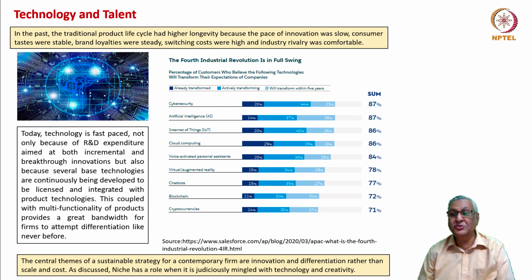Cryptocurrencies, 14 and 30. So there is a huge level of alignment and endorsement that modern digital 4.0 technologies are already transforming or have already transformed the industries, and more is yet to come within the next 5 years. The central themes of a sustainable strategy for a contemporary firm are innovation and differentiation rather than just scale and cost. Niche has a role when it is judiciously mingled with technology and creativity.